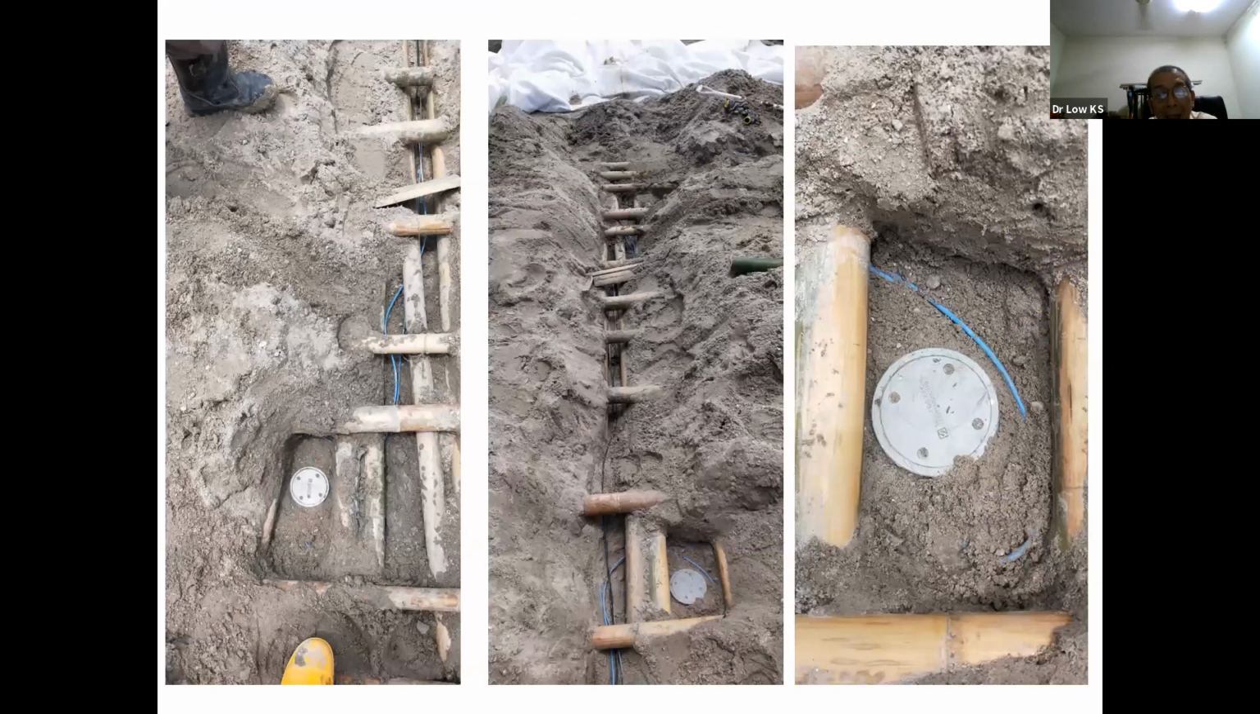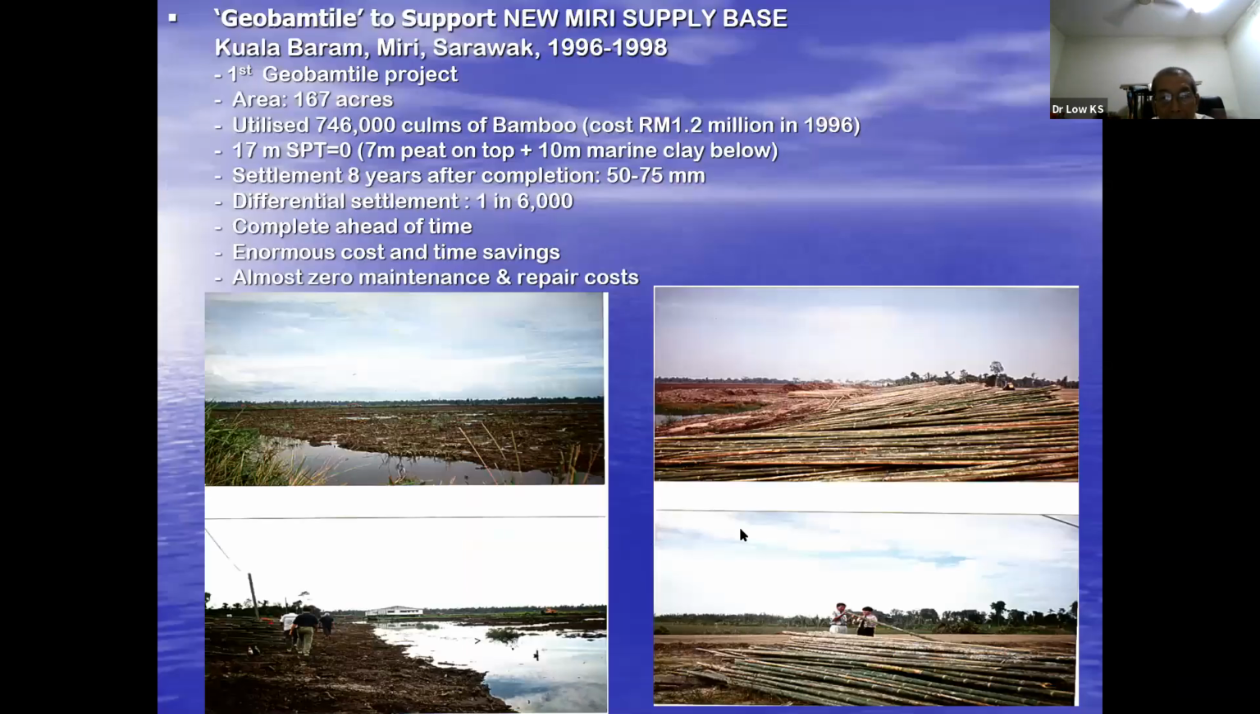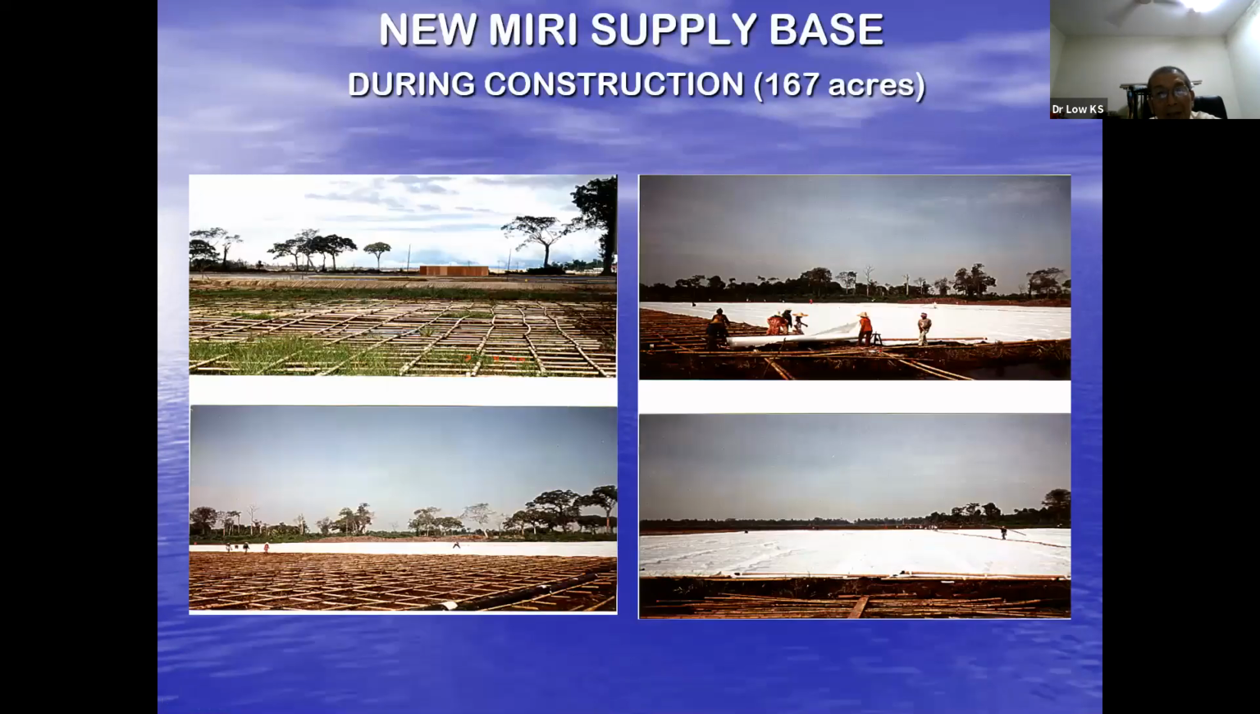So this is our past project, very quickly. So this is a longer one. Can you imagine, we build directly, we do nothing. We didn't improve the ground, we build directly. This is the oldest project I have in Miri. Can you imagine, 167 acres, all built like that. Oh, it's phenomenal, the whole area, right?